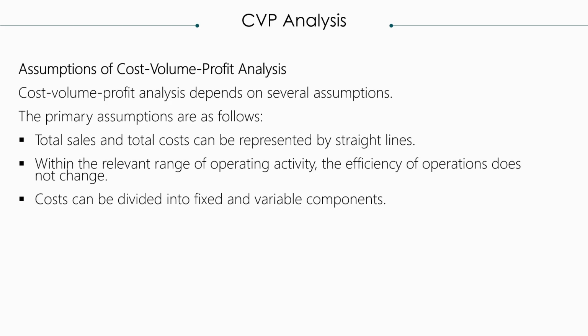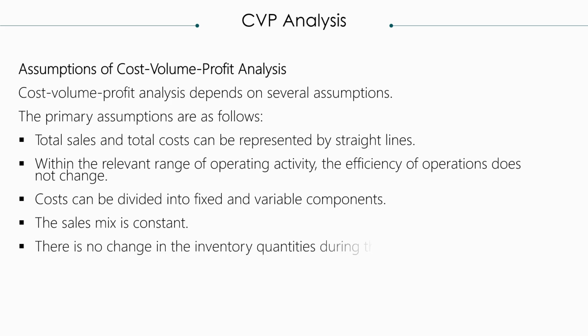Costs can be divided into fixed and variable components. The sales mix is constant. Since this is linear, it is assumed that all units are sold, which is true in the last assumption, that there's no change in inventory quantities during the period. So in this kind of analysis, the assumption is that all your inventory in the end is sold.